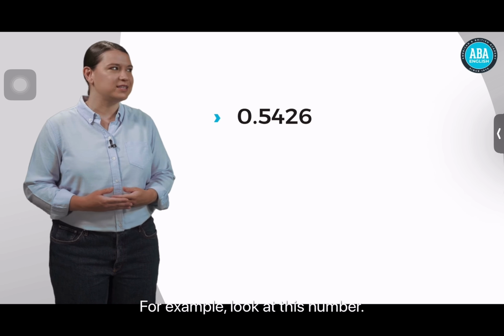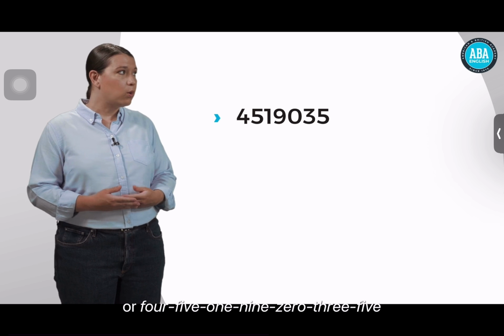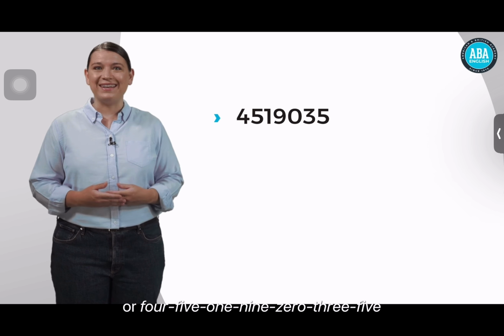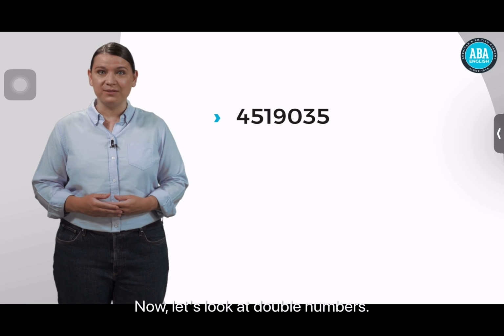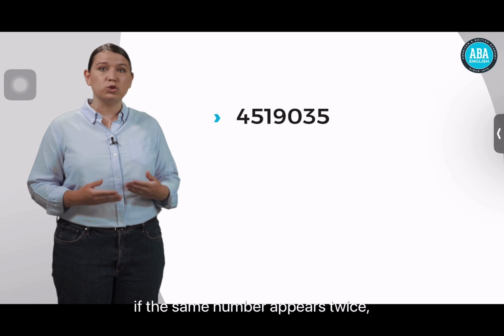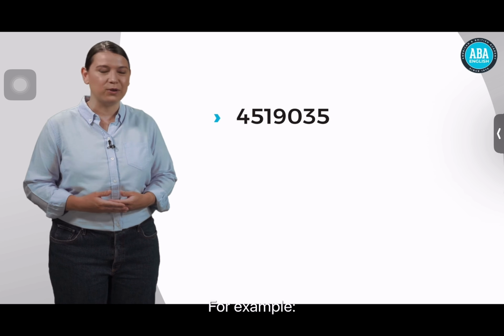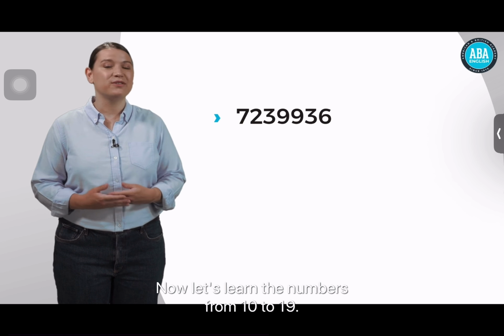For example, look at this number. We can say 4519035 or 4519035. Now let's look at double numbers. When talking about numbers in general, if the same number appears twice, we say double and the number. For example, 7239936. Now let's learn the numbers from 10 to 19.